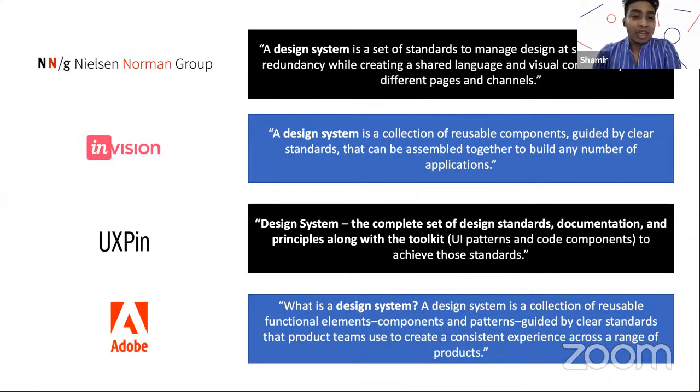What do they have to give as an explanation for a design system? A design system is a collection of reusable functional elements, components, and patterns guided by clear standards that product teams use to create consistent experiences across products. So when you look at these four definitions and what they have to say about a design system, by now you all might have a small idea of what we are talking about.